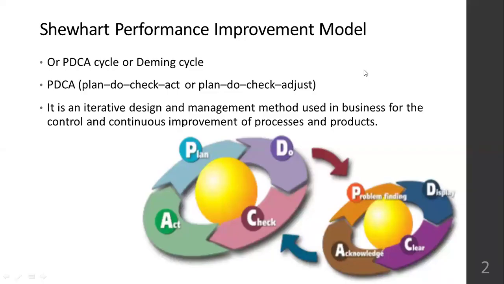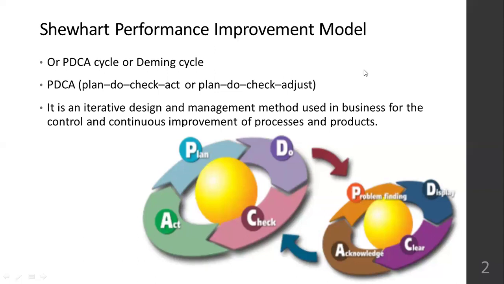So the first performance improvement model is the Shewhart cycle or the PDCA cycle. Or it's also called the Deming cycle. Okay. PDCA cycle or Deming cycle or Shewhart cycle. Okay, exam questions may come based on the names of these cycles, so don't get confused. All these three cycles are the same thing.